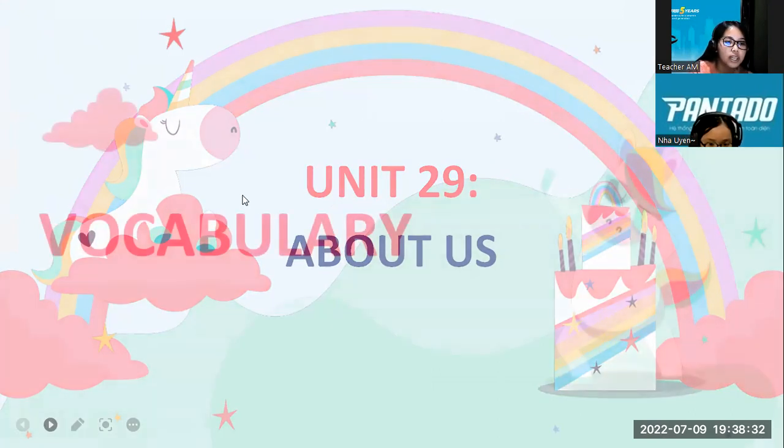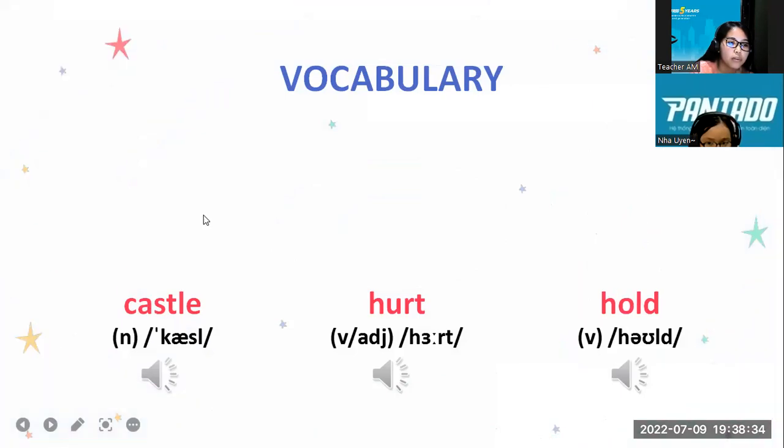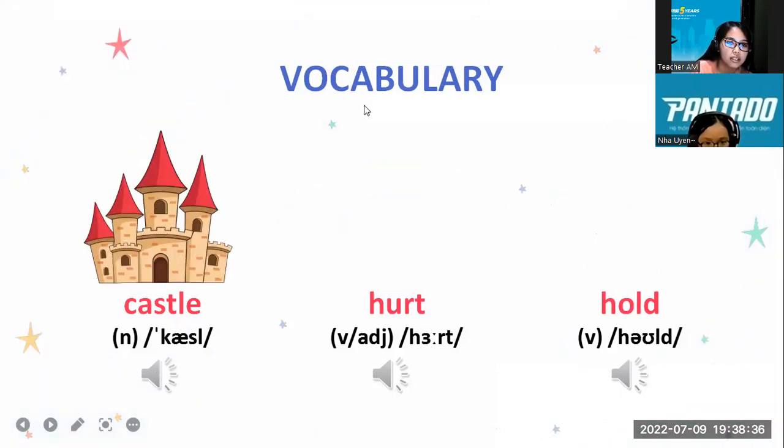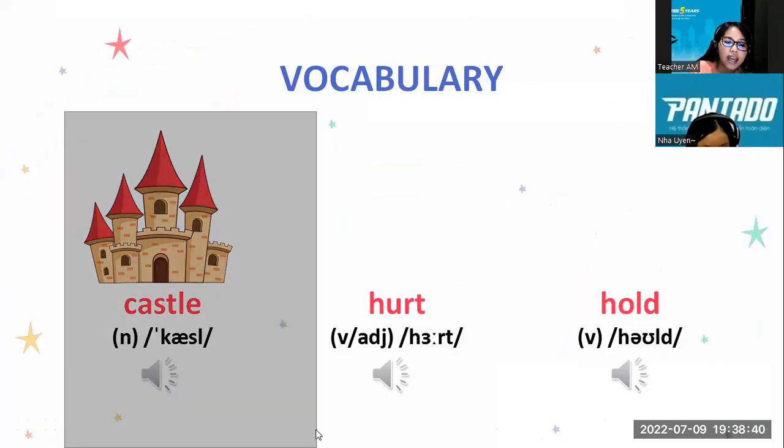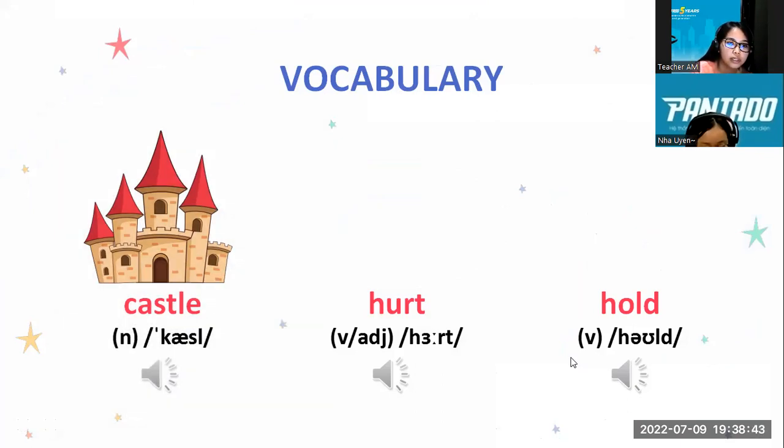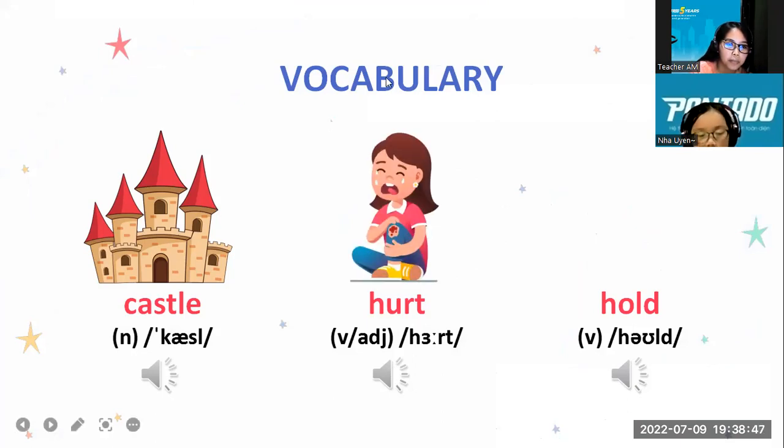Okay, so now, Uyen, let's learn the words from our vocabulary. We have castle. Okay, this is a castle. Okay, next, hurt. She cried because she's hurt.